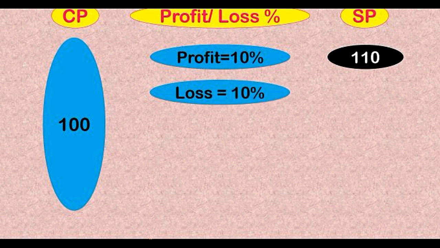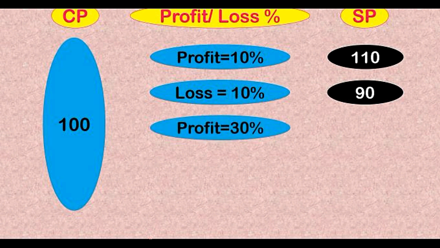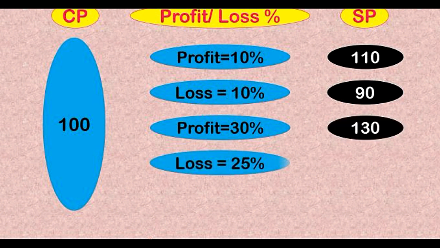Second example, loss equal to 10%. So for loss, I will subtract: CP minus loss. So 100 minus 10 gives me 90. Third example, again a profit. So I will add 100 plus 30. I get SP as 130. Next example is loss. So for loss, what do we need to do? We need to subtract 100 minus 25 and the SP is 75.